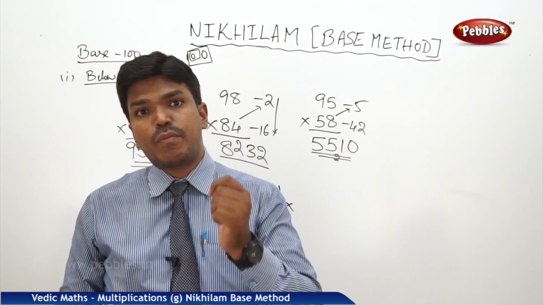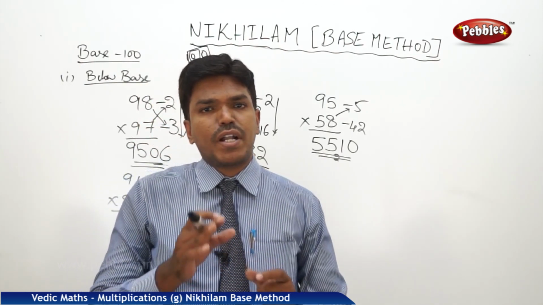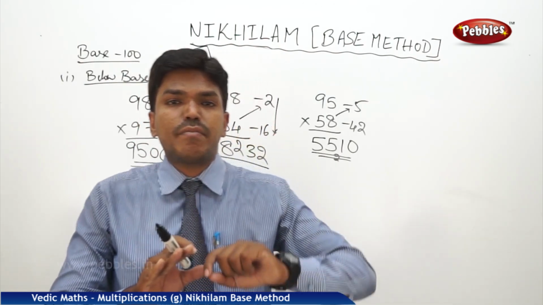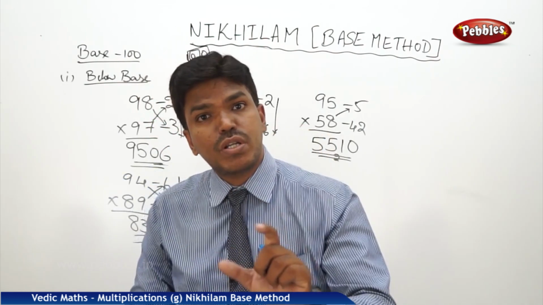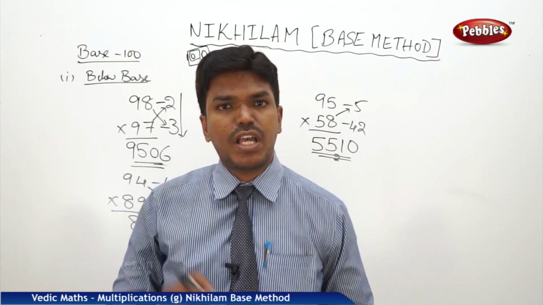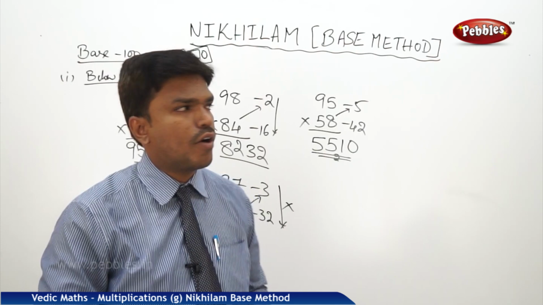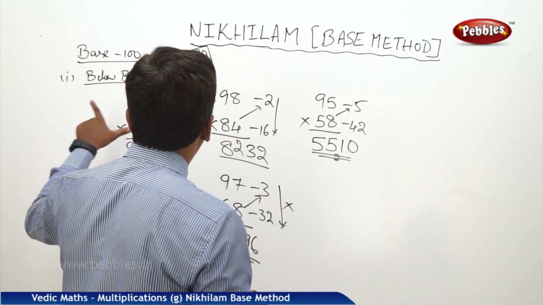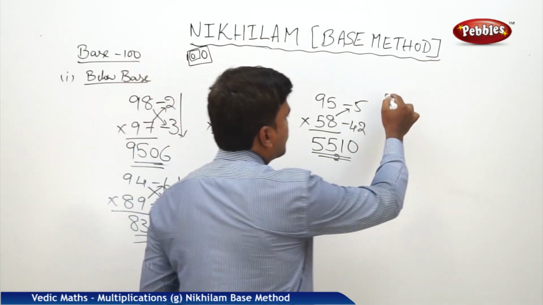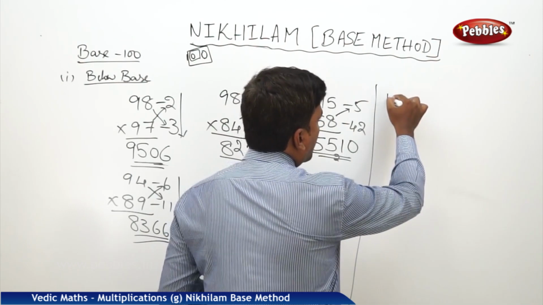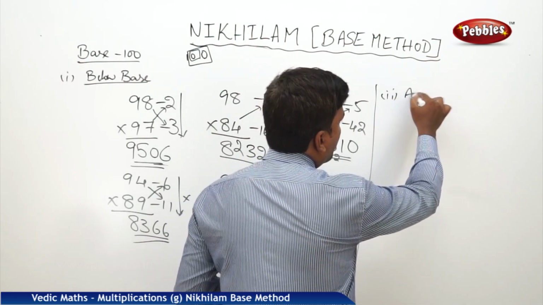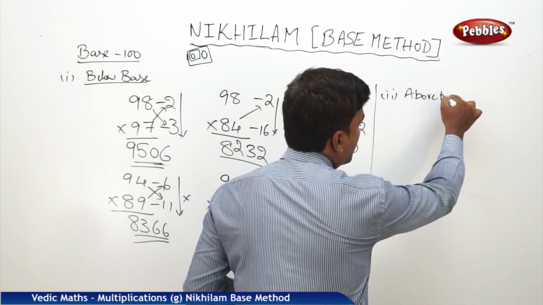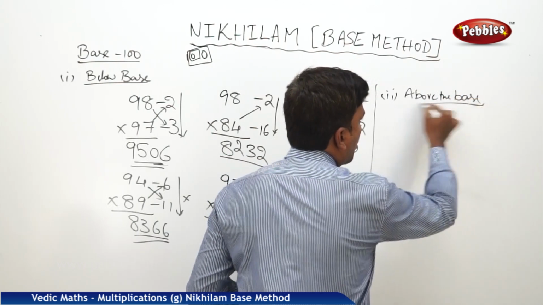You may think one more thing also here. Suppose if one number is very close to the base and one number is very far, even those numbers we can do easily with the help of base method. Now in this case we will see the second one, that is above the base. That means if both the numbers are above the base, how to calculate?